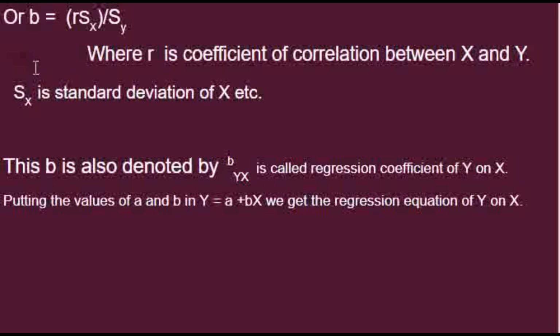This b is also denoted by byx, called the regression coefficient of Y on X. So by putting the values of a and b as obtained in the previous slide, we get the regression line of the variable Y on X.